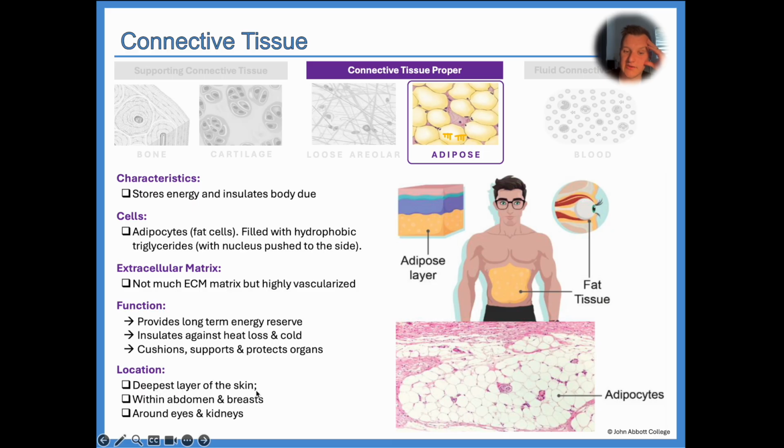It's in the deepest layers of the skin, right? So actually here is skin. You have your epithelium, you have your connective tissue, and under that is a lot of adipose tissue in our skin layer. The bottom, the hypodermis, has a lot of this adipose tissue. Within the abdomen and breasts, we have an accumulation. So over here in the abdominal regions, we have a lot because we want to protect our visceral organs, our most important organs that are there. And around our eyes and kidneys, we do have a lot of fat as well.